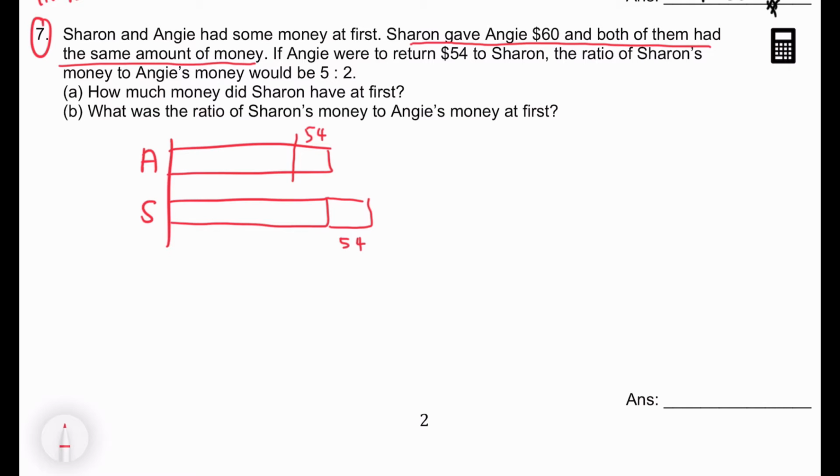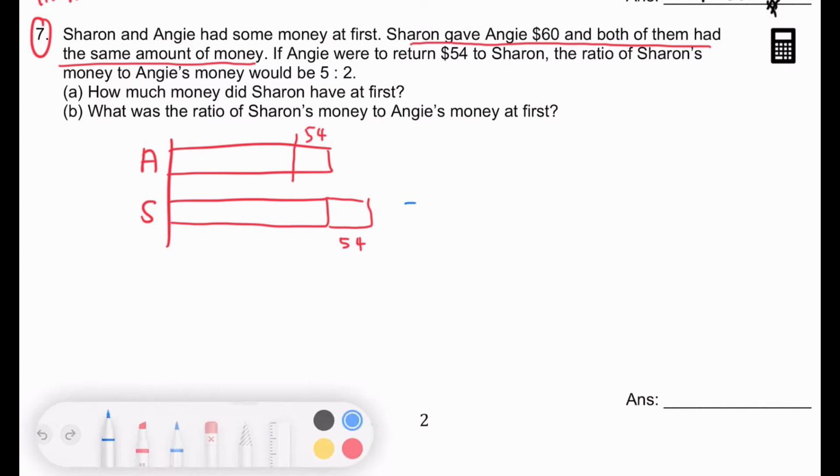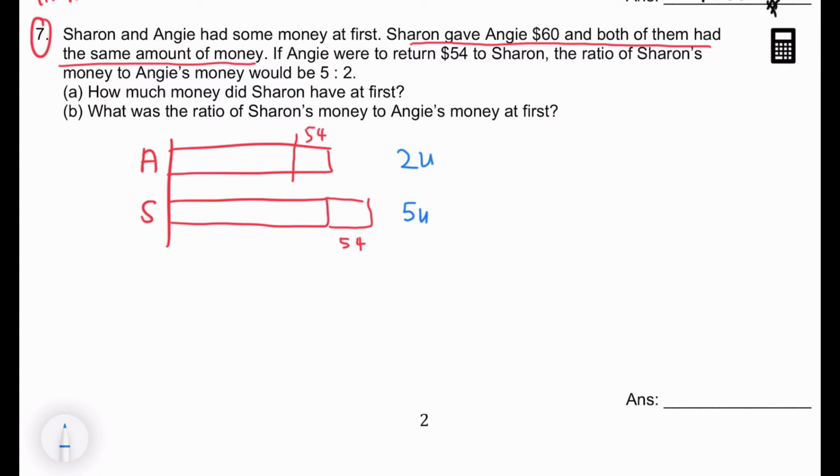the ratio would be 5 units. Nope, the other way around. It would be 5 units to 2 units. Okay, so let us see the difference first, because we need the difference of 3 units to find how much money they have. So this 54, Angie does not have it anymore. And the difference here would be equal to 3 units, 54 plus 54. This portion here is equal to 54 as well. So I get my answer as 108.